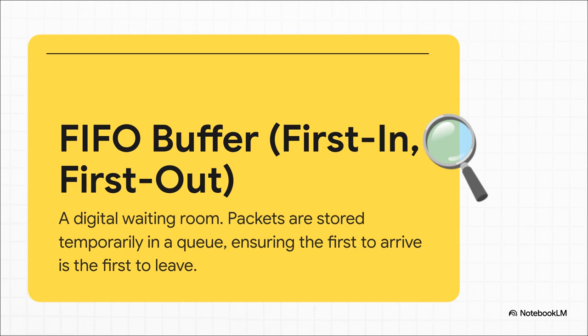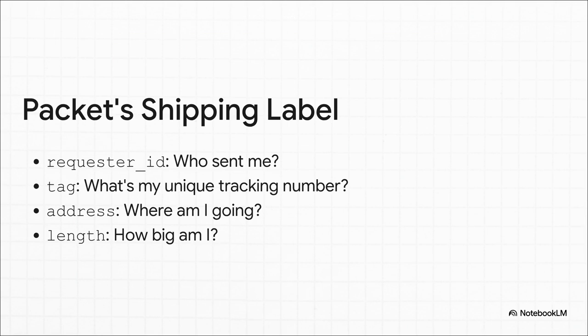Packets line up in this perfect orderly queue, and the system makes absolutely sure that the first one that got there is the first one to leave. No cutting in line allowed. But wait, how does the packet even know where it's supposed to go?